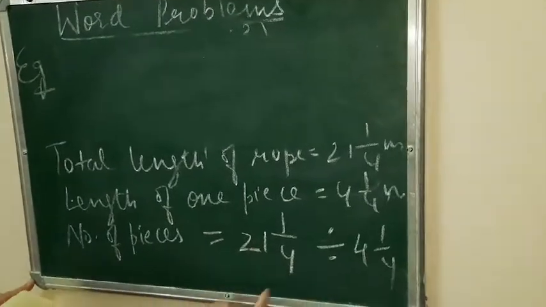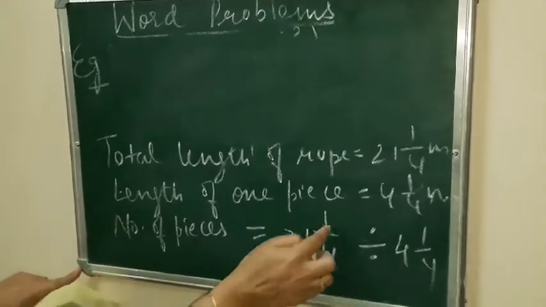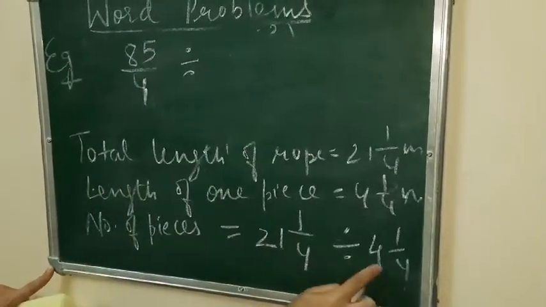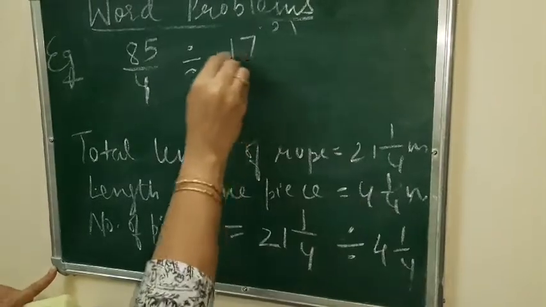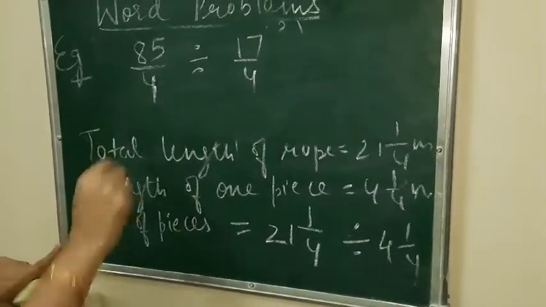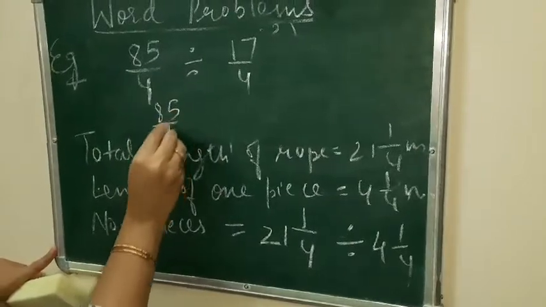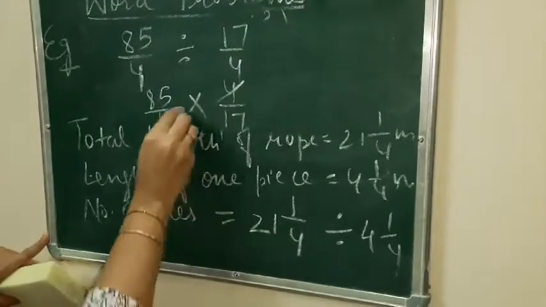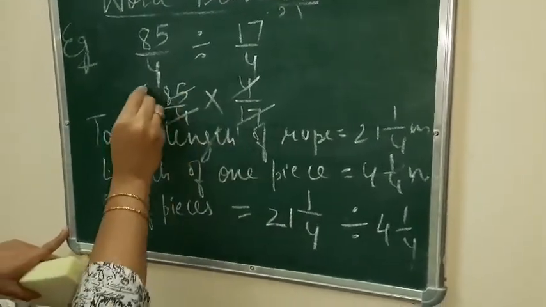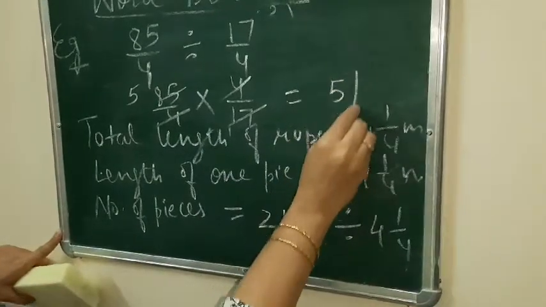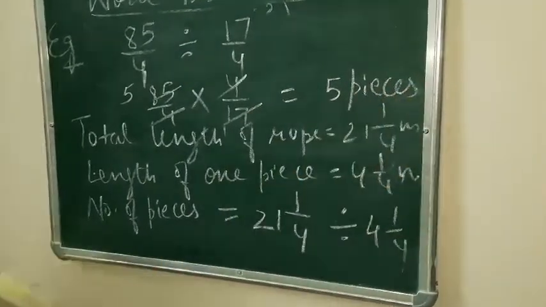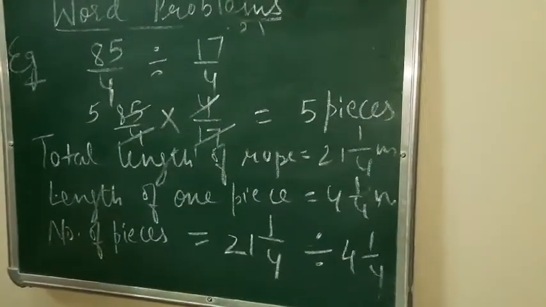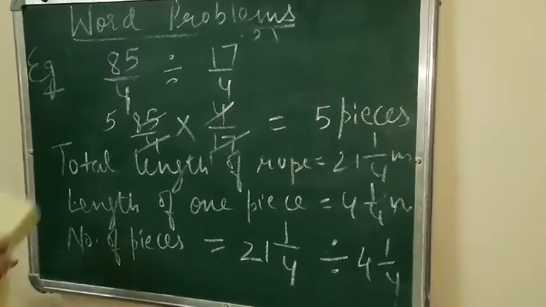Now 21 into 4, 84. 84 plus 1, 85. So 85/4 divided by 4 4s are 16, 16 plus 1, 17/4. Now I have to solve this. You know that for division, we change the sign of division into multiplication and we take the reciprocal. Now do the cuttings. 4 and 4 cut. 17 5s are 85. That means there will be 5 pieces of 4 1/4 length in the total rope, which is of 21 1/4 meters. So number of pieces will be 5.